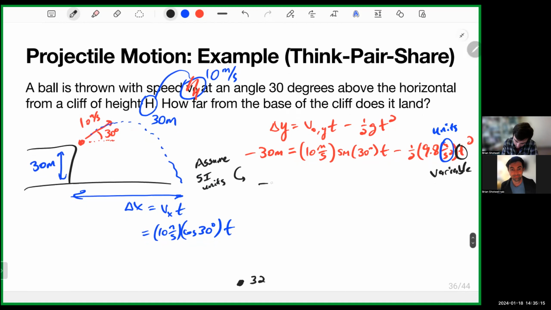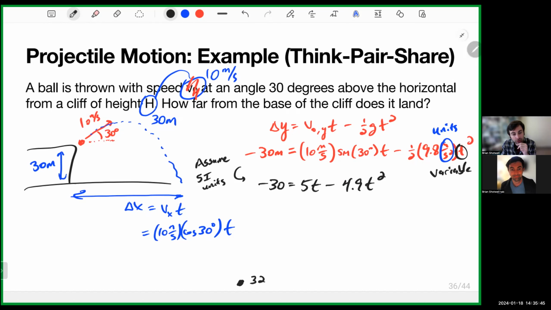So we have this equation, minus 30 is 10 sine 30 degrees. So sine 30 degrees is 1/2, and then 10 times 1/2 is 5. So it's 5t. We're also being a little sloppy with the sig figs here. I'm probably just going to give an answer to 2 or 3 sig figs, as is conventional for physics classes. And then minus half of 9.8 is 4.9 t squared.